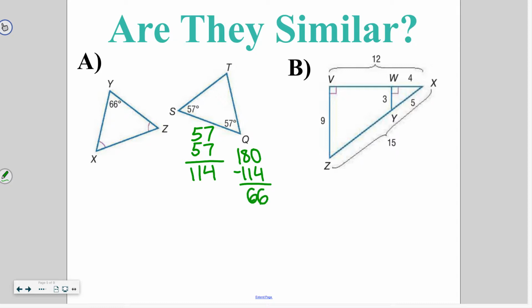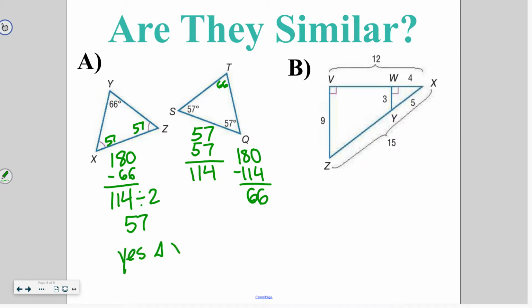When I look at this other triangle, I've got a measurement of 66, so I'm going to do 180 minus 66, which gives me an answer of 114. These two marks mean that those angles are the same size, so 114 divided by 2 gives me 57. Because all three angle measurements are the same for both triangles, you would say yes, triangle XYZ is similar to triangle STQ. So again, matching up those vertices.